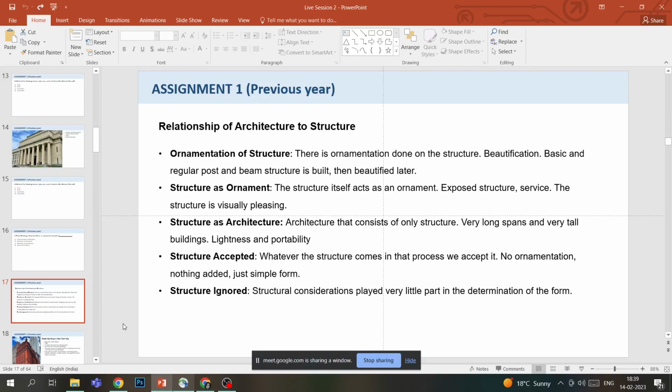And then later, your form, your idea, your concept is fulfilled with the help of structural engineers who somehow try to make the structure according to your form. So that category comes in this.